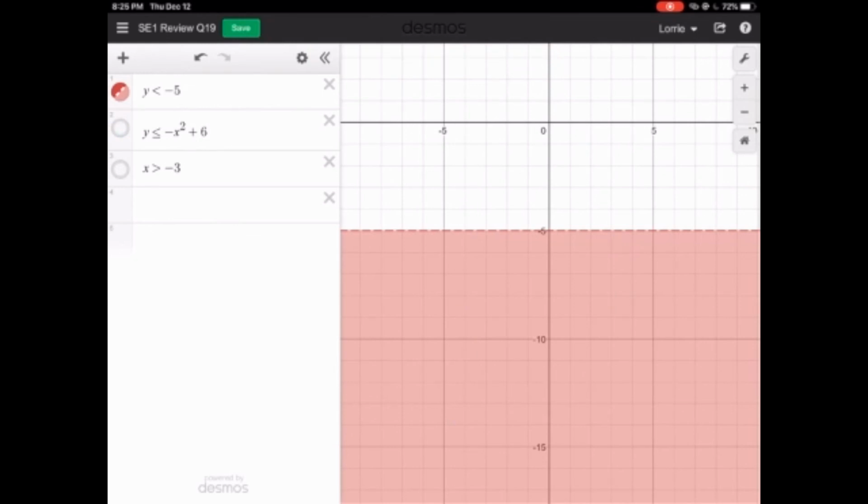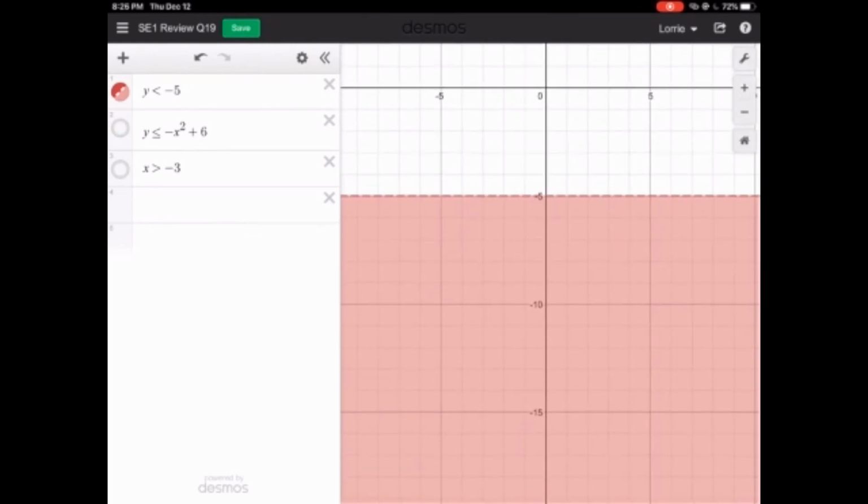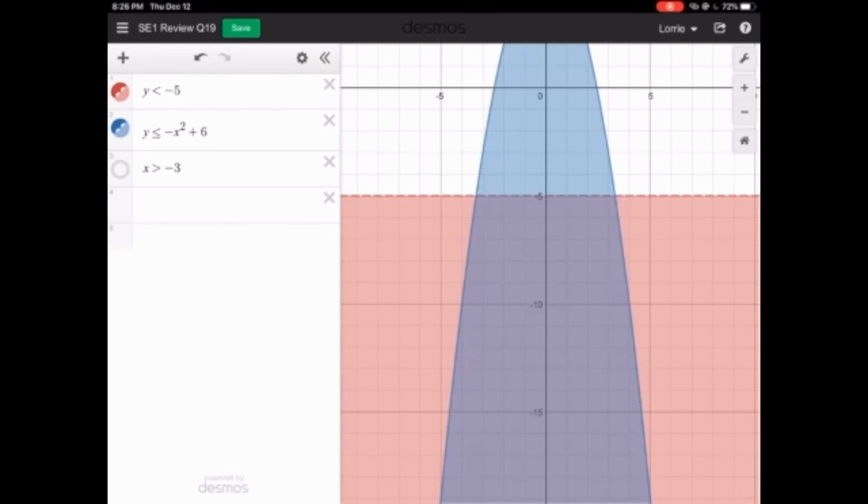So our first equation, y is less than -5. Notice we have a dashed line because it's just a less than, and it's below -5. So that's red, and then when you put this blue one on, you kind of get a purple area where the two graphs overlap. And then finally, we're going to see a green area pop up. So anywhere where the 3 pieces overlap could be a solution.